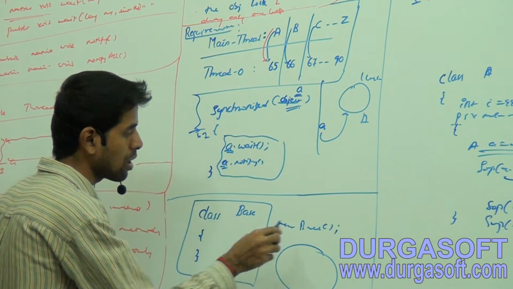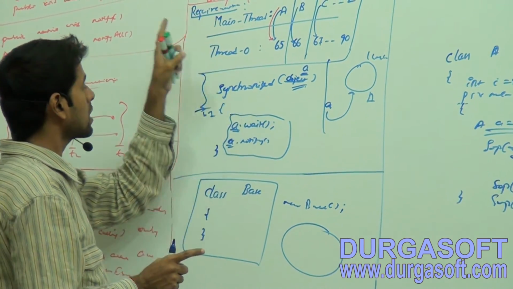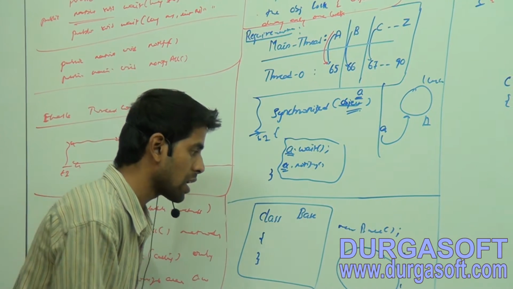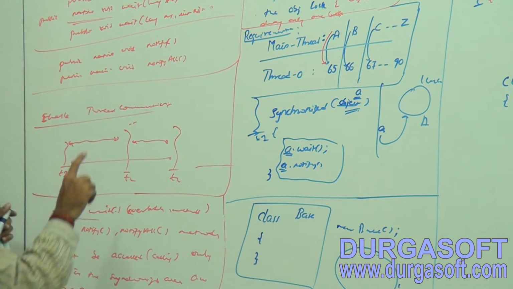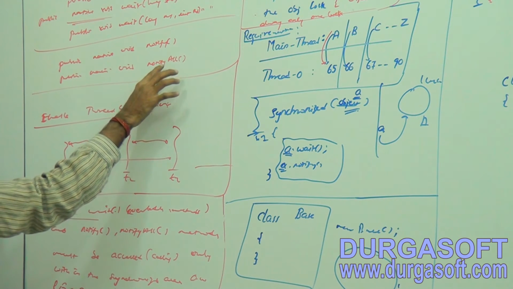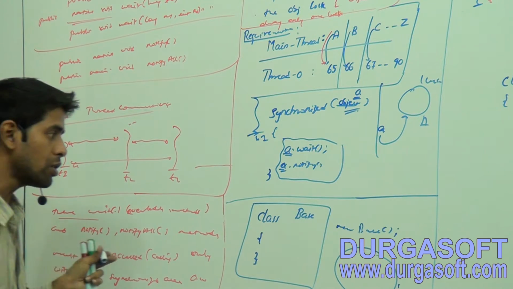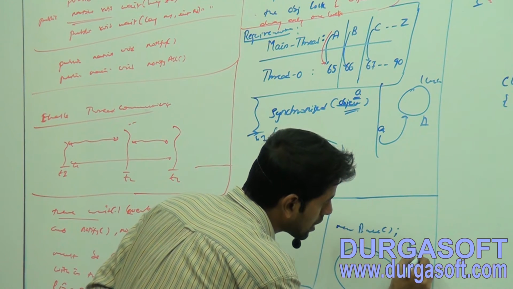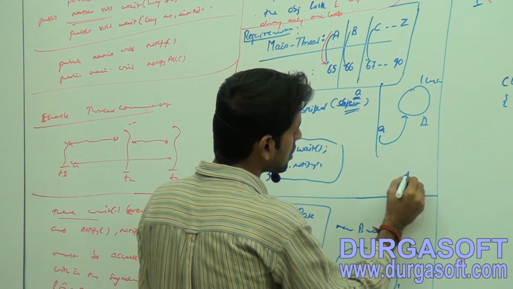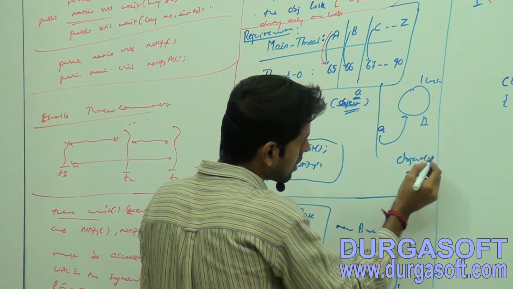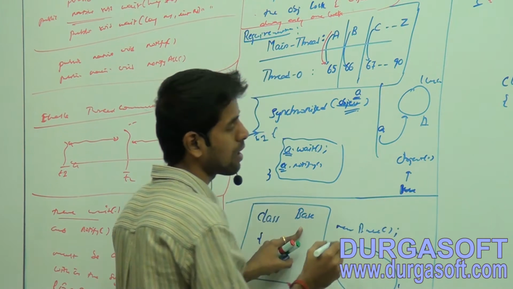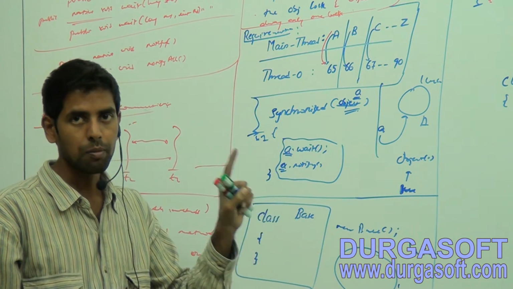If I create a Base class object, definitely all the instance methods of the Object class will be associated with this object. Observe here: is the wait method an instance method? Yes. Is the notify method an instance method? Yes. Is notifyAll an instance method? Yes. Those methods will also get associated with this object, because this class, Base, is the child of the Object class. All instance methods will be available to the Base class.